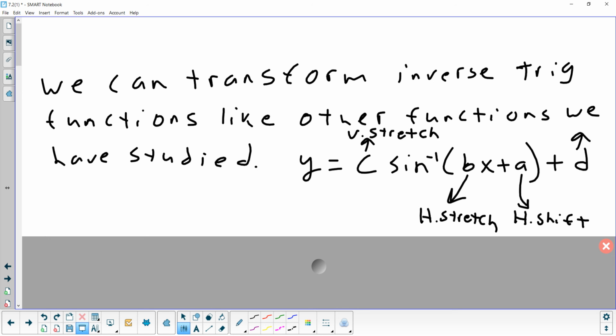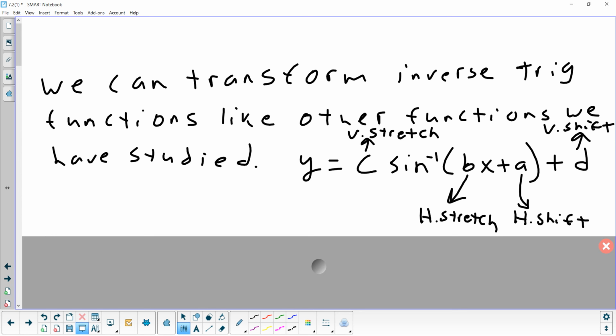And D, it's on the outside, so it'll have something in common with C, but it's plus, so it's also going to have something in common with A. Yeah? That's a vertical shift. If A is positive, which way would that move your graph? Yeah? Left. If it's negative, it would move it right.